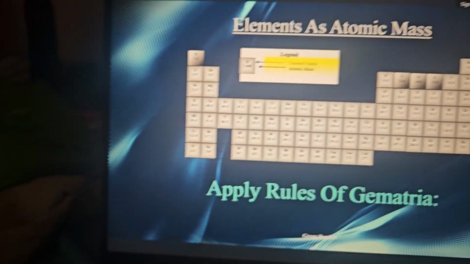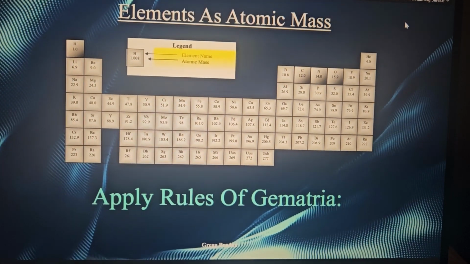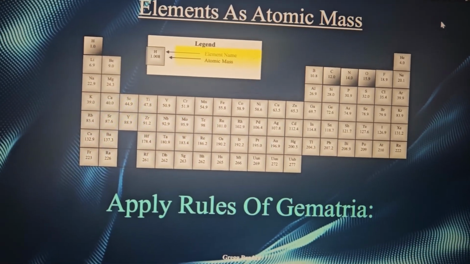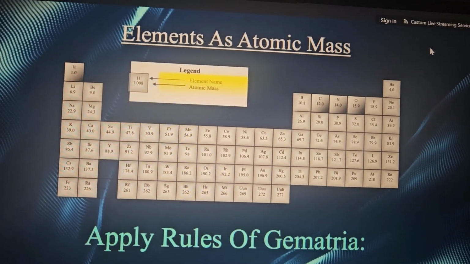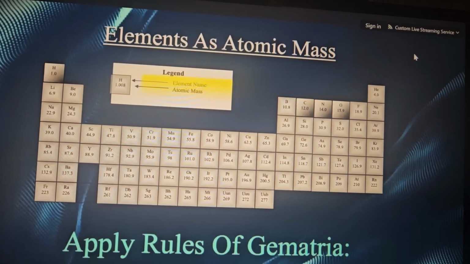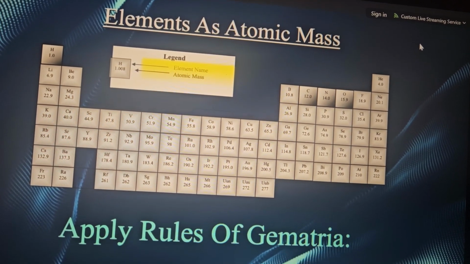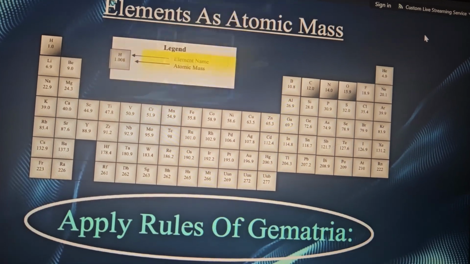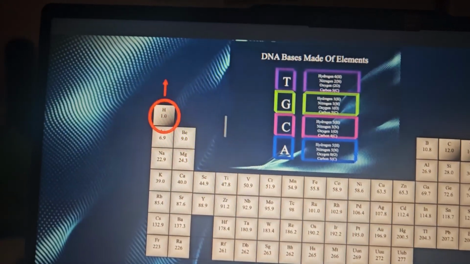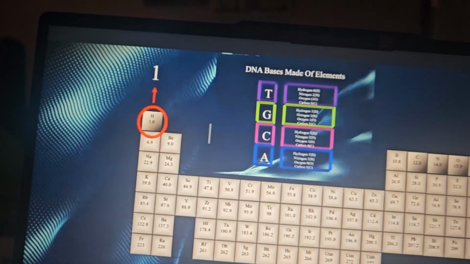So let's do this. Hydrogen is 1.0 is the atomic mass. You're seeing it right there on the screen. The rules of gematria say we can reduce that to a single number. So what is 1 plus the 0? You guys tell me. You're absolutely right. It's 1. So here it is right there. Hydrogen becomes a 1. 1 plus 0 is 1.